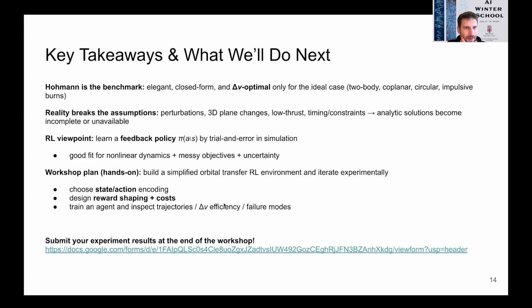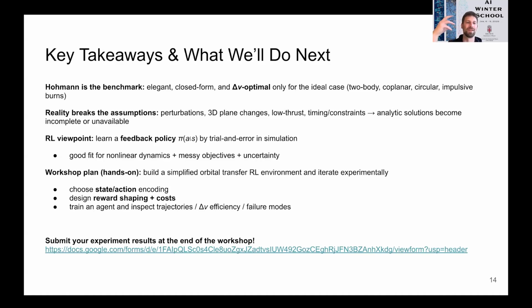So at this point, we can conclude the slides. This is the last slide, and basically it's just a summary of what the takeaways are and what we're going to do next in the notebook. The key takeaway here is that Hohmann, for our toy example, is the benchmark. It's analytically solved, closed form, gives you the fuel optimal solution for the ideal case where you go from orbit at R1 to orbit at R2, using only two burns.